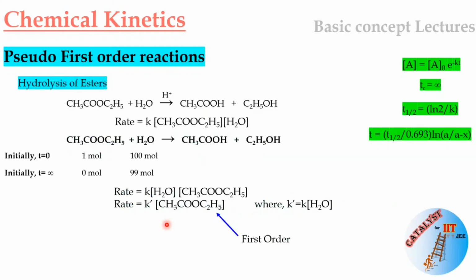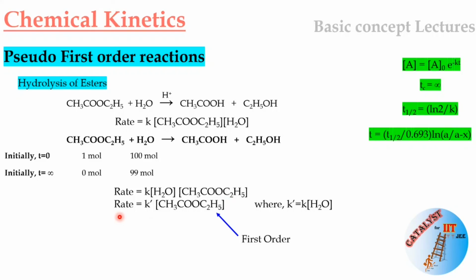So what can we write from this rate equation? We can write that the water concentration remains almost constant. So you take this K into H2O as a new constant, which is called K prime. So this K prime is your K times the H2O concentration. Now as you can see here, the rate becomes K prime and only the ester concentration to the power 1.